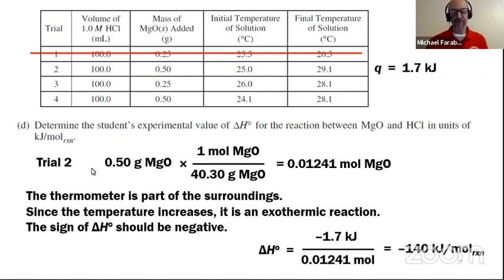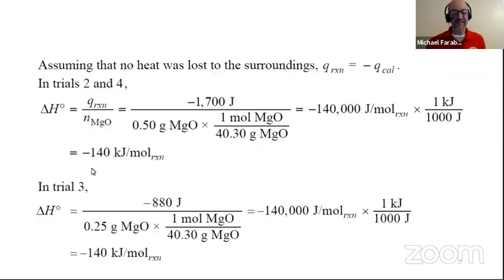Again, I'm going to round that off to 2 significant figures. So had you used the data from trial 3, you would have had a smaller amount of heat, but also a smaller amount of moles. In fact, you would have had half as much in terms of Q and half as much in terms of moles. You would have gotten the same answer.